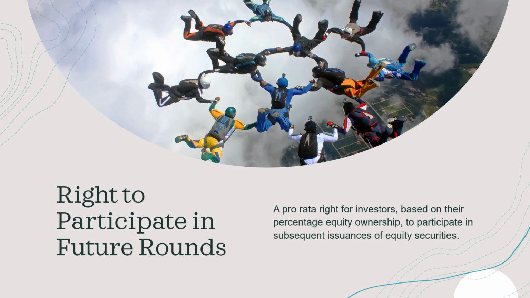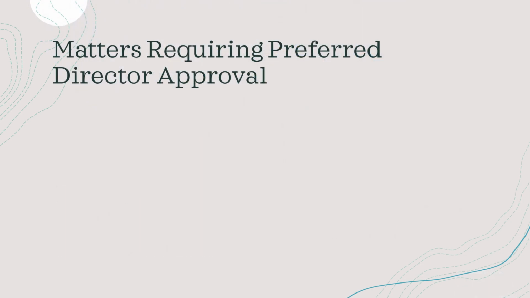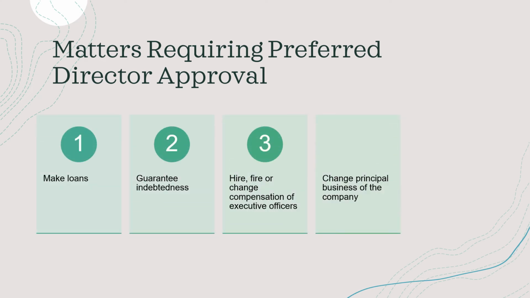Pro rata rights are granted to your preferred stockholders to allow them to purchase up to their percentage equity ownership in the subsequent rounds of financing. Sometimes this right is limited only to major investors. If your preferred stockholders are granted the right to elect a director, certain actions, as shown here, require the affirmative vote of that preferred director in order to be approved by the board of directors.